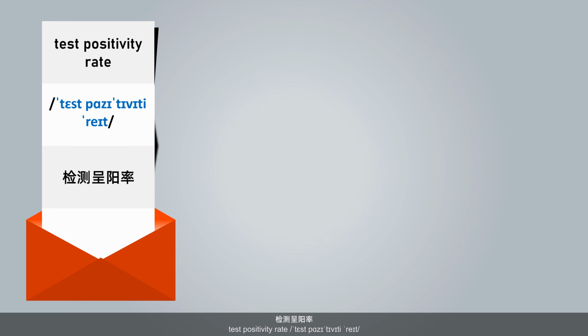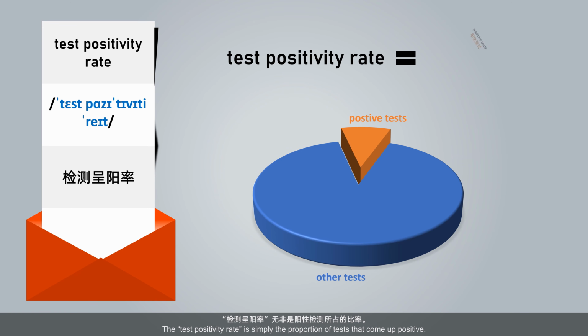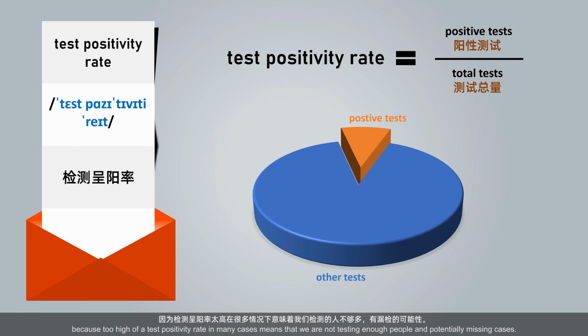Test positivity rate. The test positivity rate is simply the proportion of tests that come up positive. This is an important statistic because too high of a test positivity rate in many cases means that we are not testing enough people and potentially missing cases.